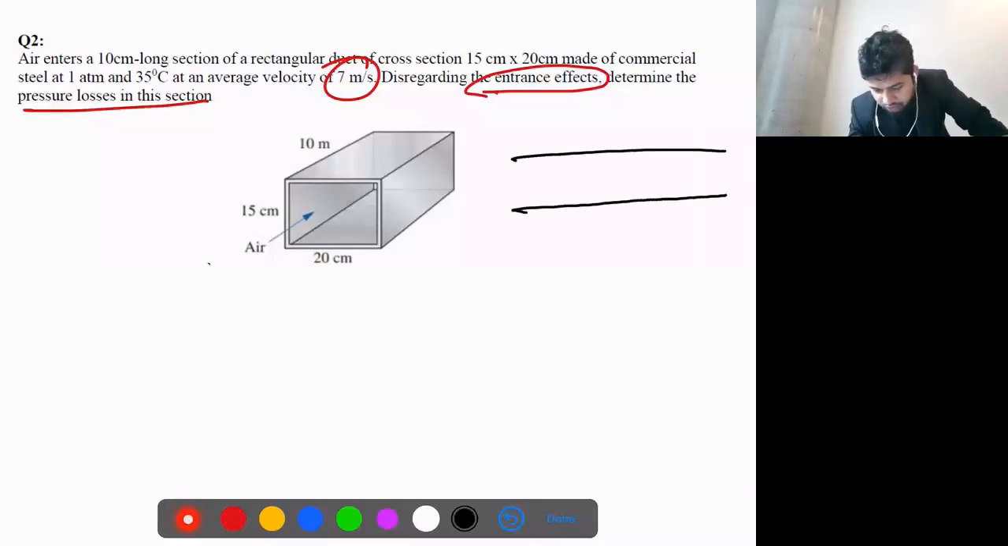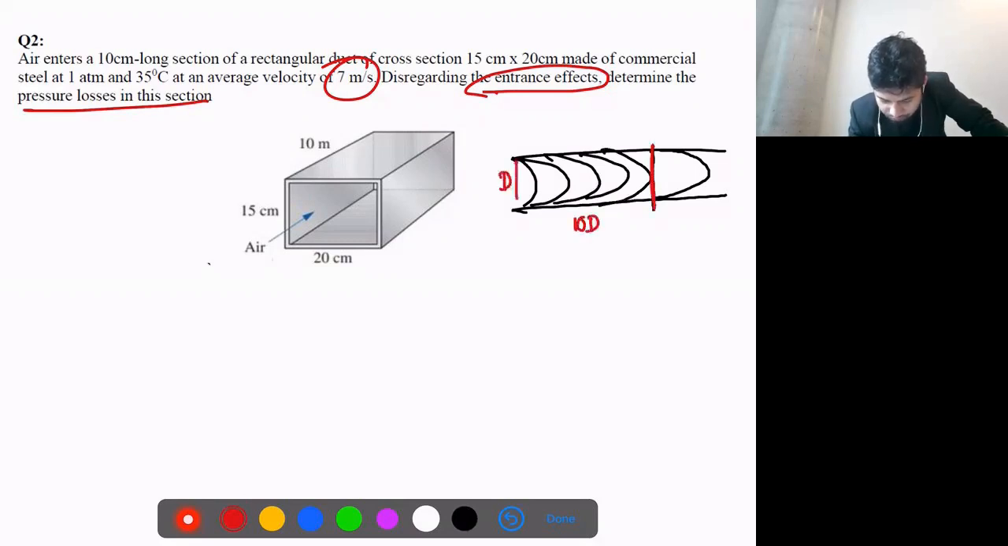What is the entrance region? The point where the flow becomes fully developed. Until this length, the flow is gradually developing, and everything is changing here. So at this point, at about 10 times the diameter D, the flow usually becomes fully developed. The flow could be turbulent over there. So this region from here to here is called the entrance region, and this length is called the entry length.